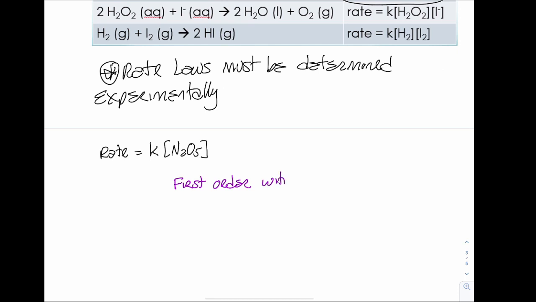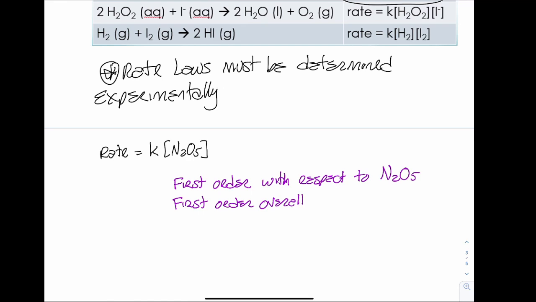It's also first order overall. Right, to get our overall order, we said we add our exponents. The only exponent I have here is a 1. So it's first order with respect to N2O5. It's also first order overall.